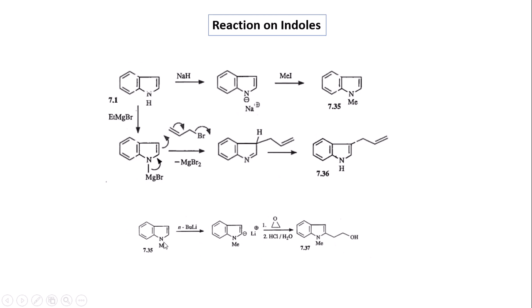And if the nitrogen is blocked with methyl, and we use N-butyl lithium, then the negative charge is created ortho to the nitrogen, that is the C2 position, and the electrophile, an epoxide, is quenched here. We get this product, and this observation comes from the different types of electrophilic or nucleophilic addition on the indole derivative.